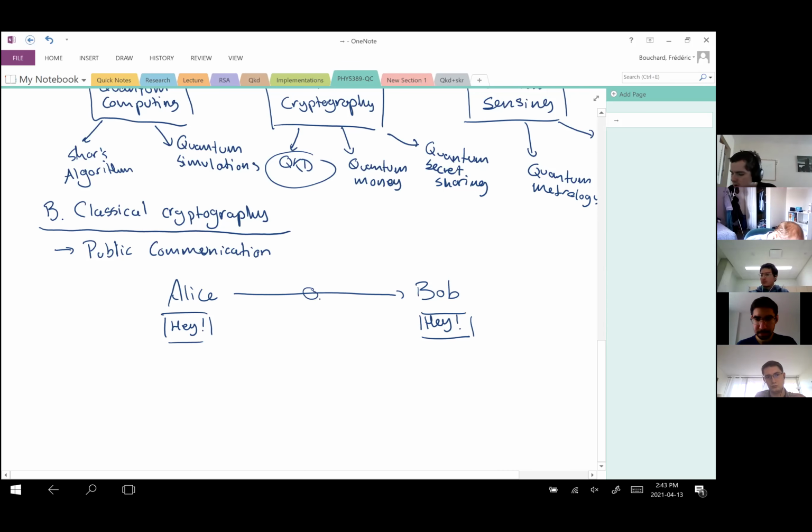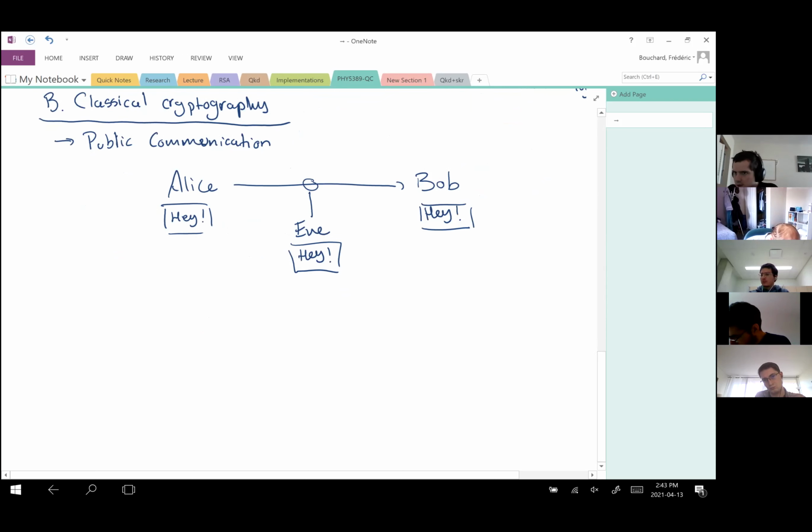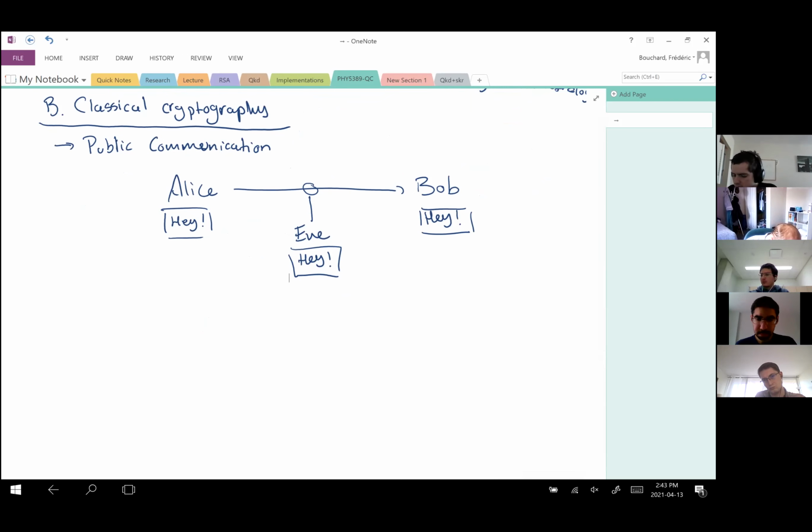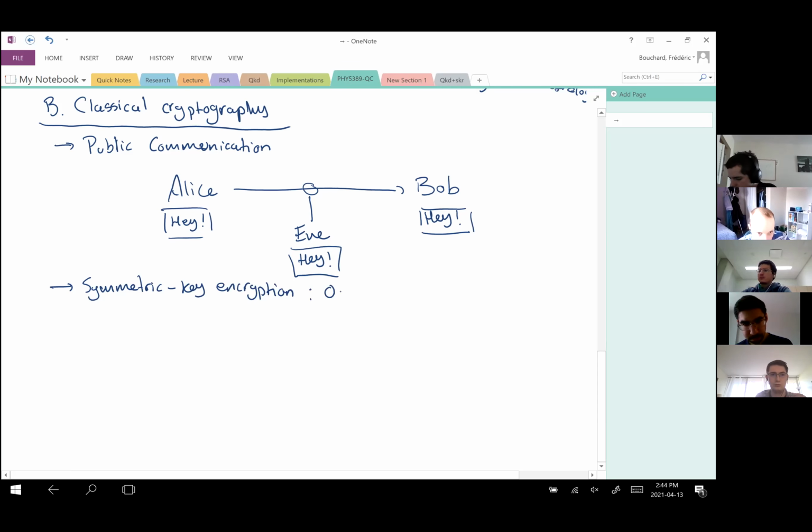The thing is, in general, there's no reason why there couldn't be an eavesdropper, which we usually call Eve, that can actually have access to that same message. So if Alice wants to communicate something private to Bob, there's always the problem that there might be an eavesdropper listening. So this is why we need cryptography. One type of encryption method is called Symmetric Key Encryption, which you might have heard of, also known as the one-time pad.